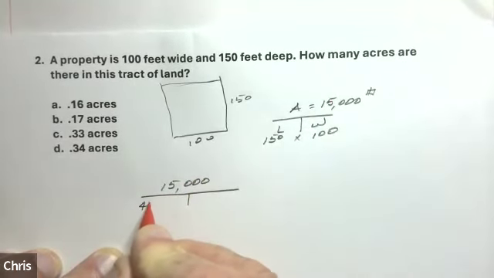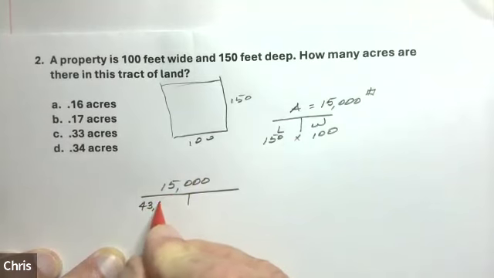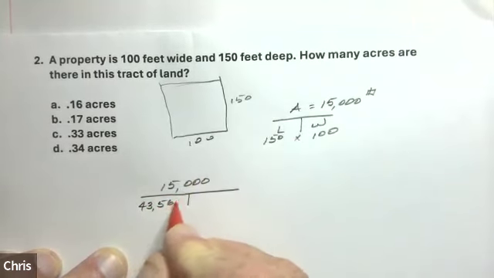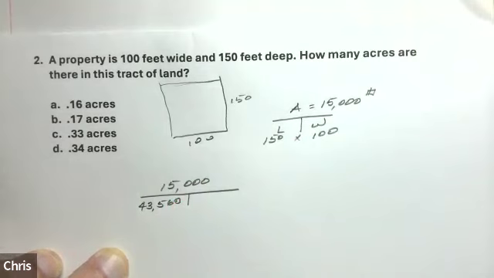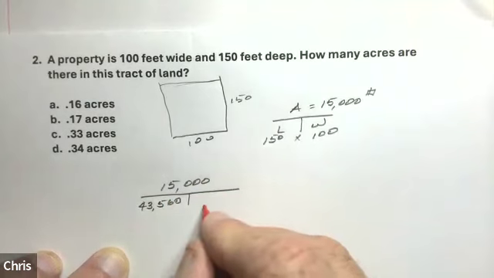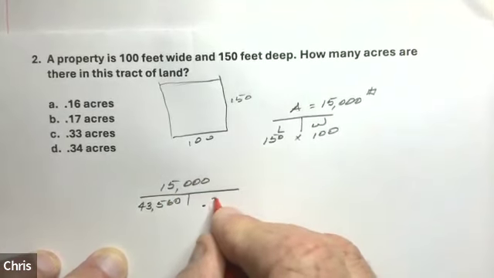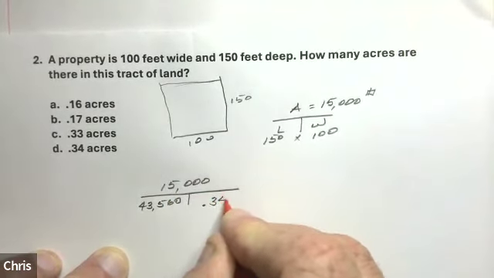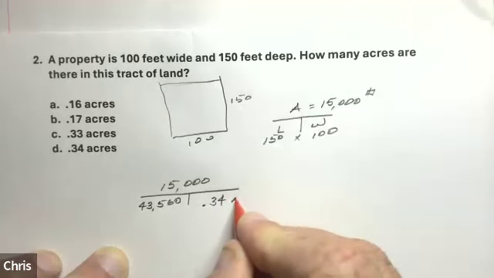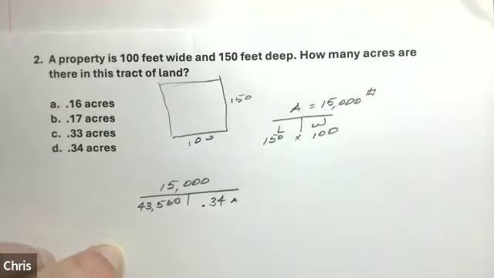Remember 43,560. And then, of course, when you do the math on that, 15,000 divided by 43,560, make sure that you get that number correct and punch it correctly into your calculator. And it is 0.34 acres is the answer to that question. And you see that's there in D.